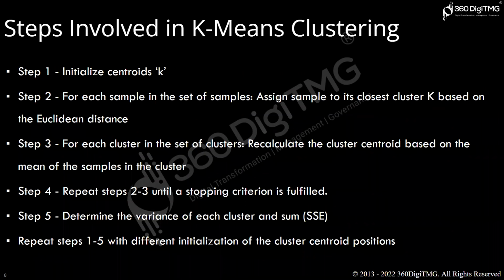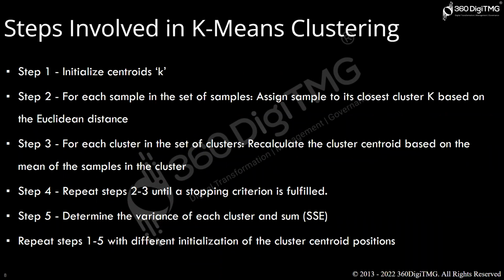Moving on, guys, we are going to see what other steps are involved in K-means clustering. We repeat the steps two or three times until the criterion is fulfilled. After that, we determine the variance of each cluster. We repeat steps 1 to 5 several times, and these are the steps which are important to us.